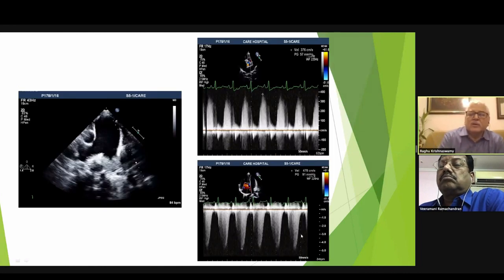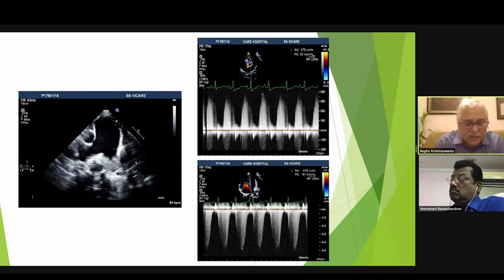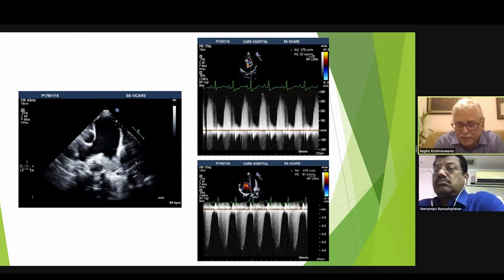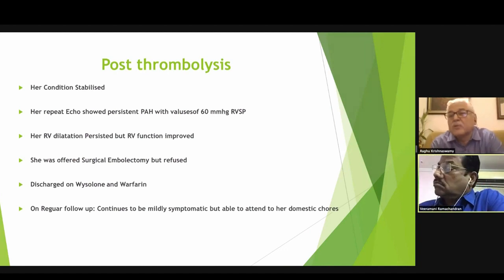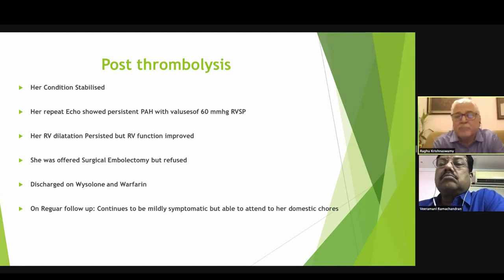So we thought that despite the fact that she had recurrent DVT earlier, we were probably dealing with an acute or chronic pulmonary embolism. And because the condition deteriorated, we went in for thrombolysis.